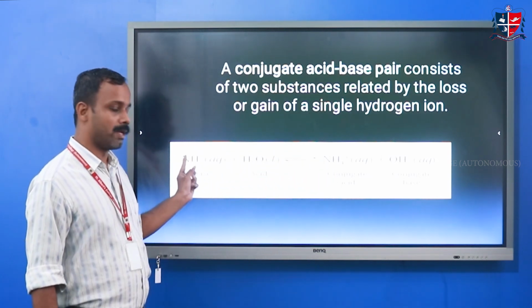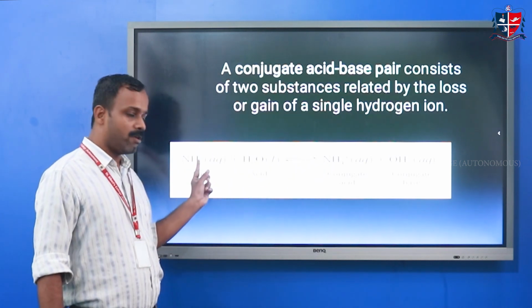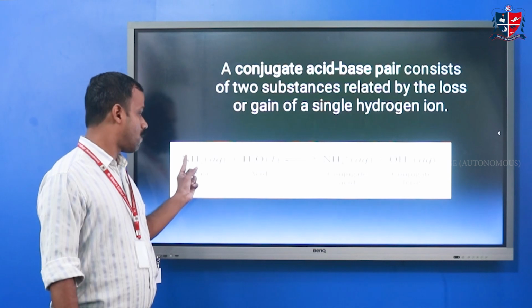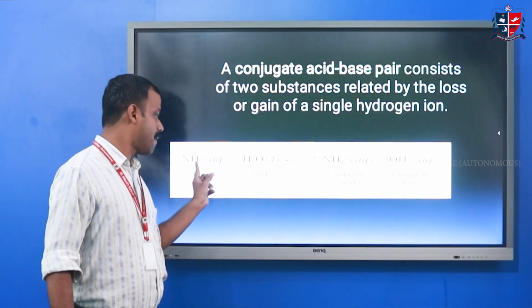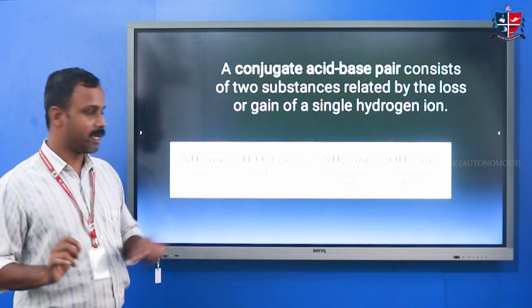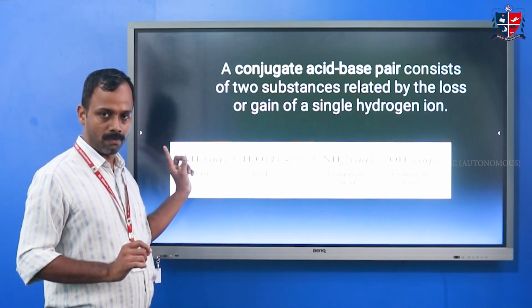This pair of molecules, that is ammonia and ammonium ion, differ only by a proton. Proton means H plus ion. So we can call this pair of molecules, ammonia and ammonium ion, a conjugate acid-base pair. Here the conjugate acid is ammonium ion and ammonia is the conjugate base.